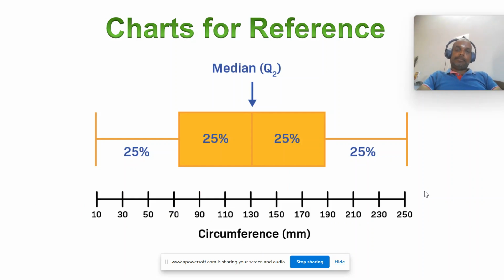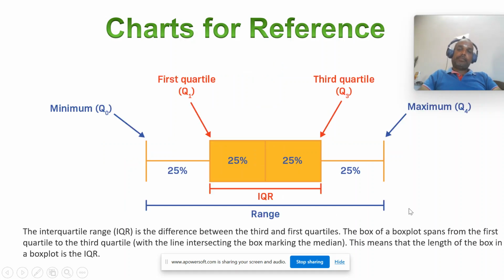As I said, this is the exact box chart. This 100% is split into 25, 25, 25, 25. And you can see the middle value, that is the median, Q2. Okay? Q2 is the middle value. And you can see the circumference, right? Then we'll go a little deeper.